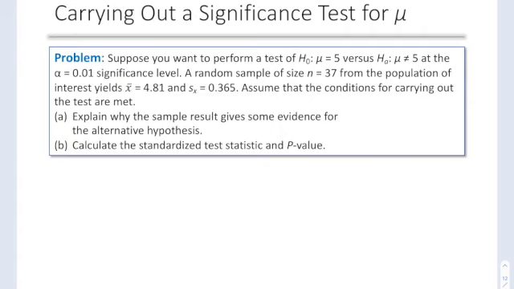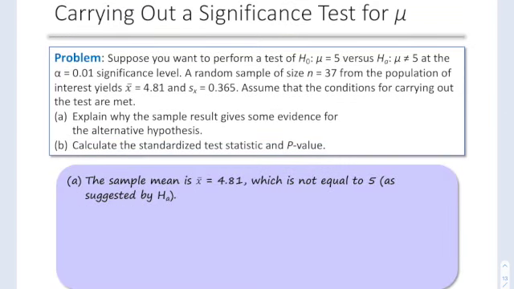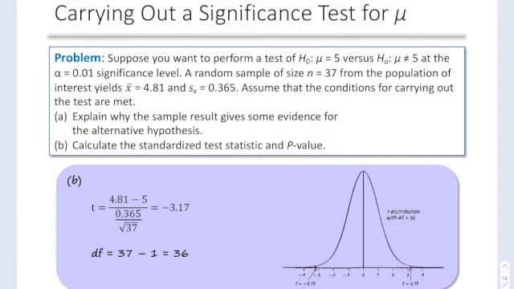So suppose you want to perform a test where our null hypothesis is mu is 5 versus the alternative mu is not equal to 5 at the significance level 0.01. A random sample of size 37 from the population yields x bar is 4.81 and the standard error is 0.365. Assume that the conditions for carrying out the test are met. Explain why the sample results give some evidence for the alternative and calculate the test statistic. Well, the x bar value, the sample average, is 4.81, which is less than 5. So we're at least getting something different. Now for our test statistic.